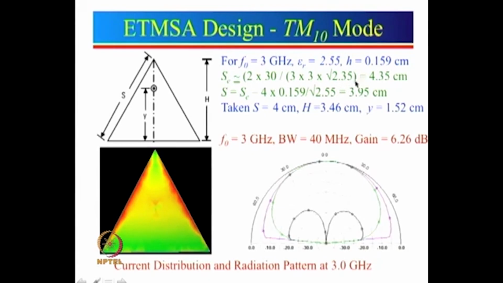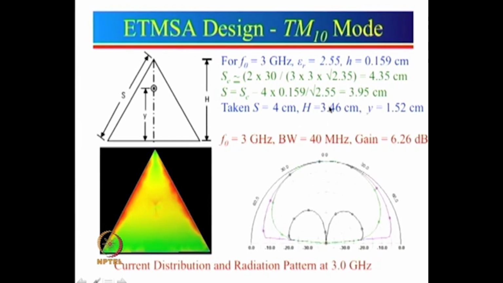From here SE is calculated to be 4.35, and then we calculated S, which comes out to be 3.95 centimeter. We just took an approximation for simulation, and with coincidence we got a very good result. Corresponding to 3.95, we took S equal to 4 centimeter. Now, what will be H? H will be square root 3 by 2 into S, which comes out to be 3.46 centimeter.